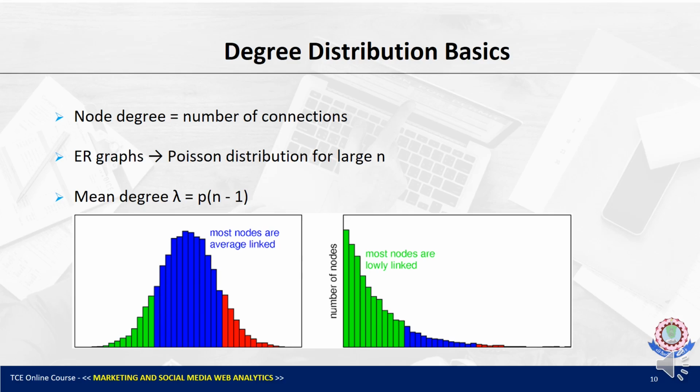Degree distribution. The degree of a node is the number of edges connected to it. In an ER network, the degree distribution follows a Poisson distribution. Average degree, that is lambda, equals p times (n-1).